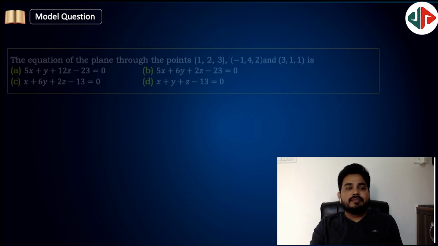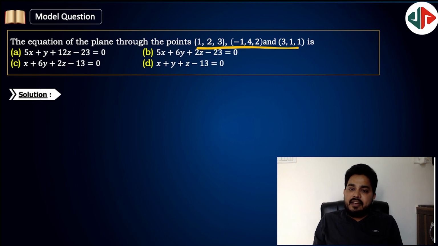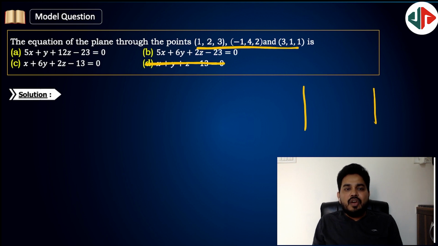Next question, equation of the plane passing through these points. One way of doing it is directly writing the formula: x minus x1, y minus y1, z minus z1, x2 minus x1, y2 minus y1, and so on. Or another, better way is verification. 1, 2, 3 is not satisfying this one, so this option is ruled out. Right? 1, 2, 3. Here it is 1, 2, 3: 5 plus 2, 7, 7 plus 36 is not. So this option is also ruled out.